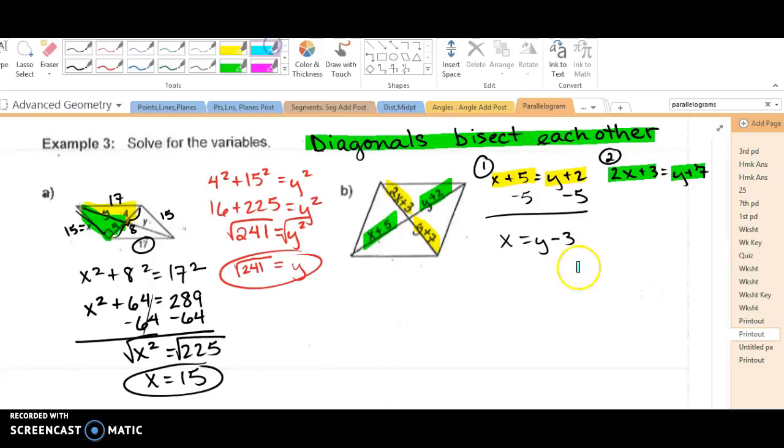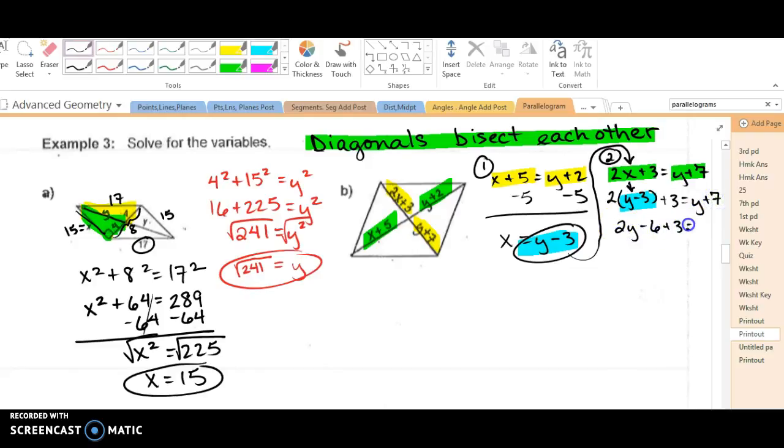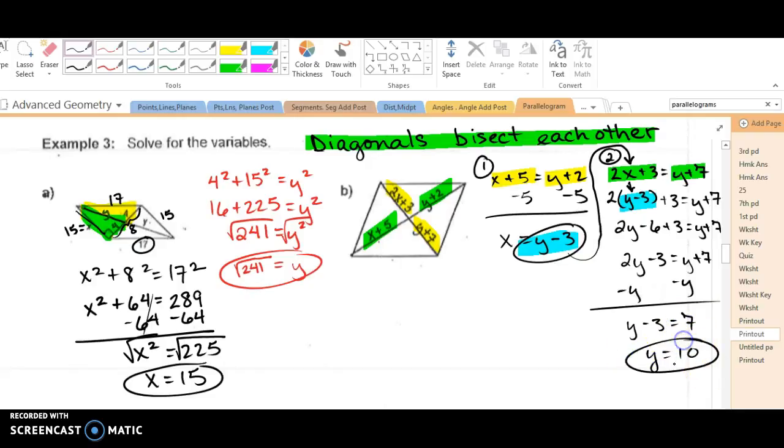And then remember what you did with that y minus 3: you took it and plugged it in for x into equation 2. So 2 times y minus 3. I'm just replacing x with y minus 3, plus 3 equals y plus 7. So when I distribute, 2y minus 6 plus 3 equals y plus 7, or 2y minus 3 equals y plus 7. Subtract y from both sides, y minus 3 equals 7, or y equals 10.